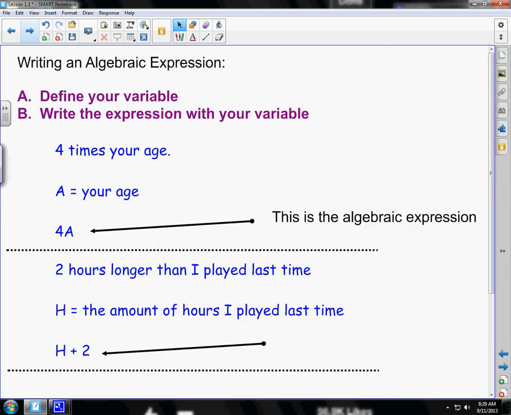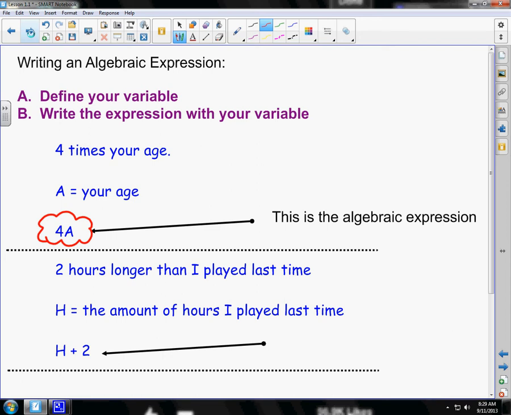So writing an algebraic expression. A, define your variable. B, write the expression with your variable. So 4 times your age, A equals your age, and then my expression would be 4A. That is the simplest one you could ever do.